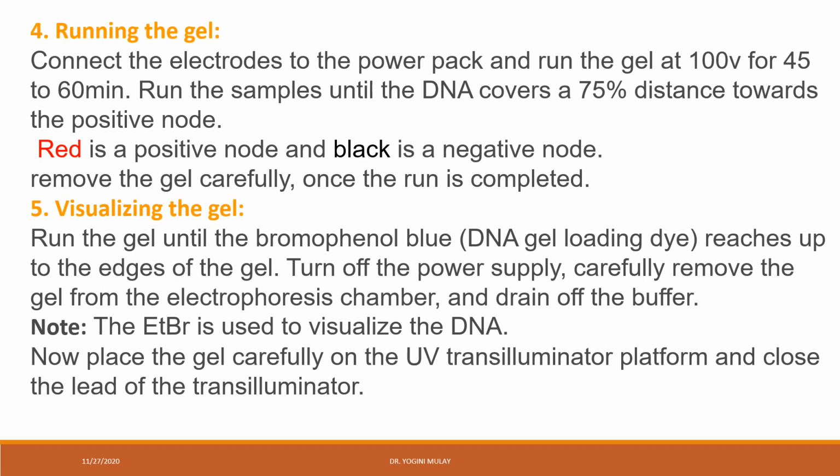Next is the running of the gel. Connect that electrode to the power pack and run the gel at 100 volt for 45 to 60 minutes. Now allow it to continue till the DNA has covered 75% of the distance towards the positive pole. How much DNA has migrated, you will come to know by using the tracking dye.